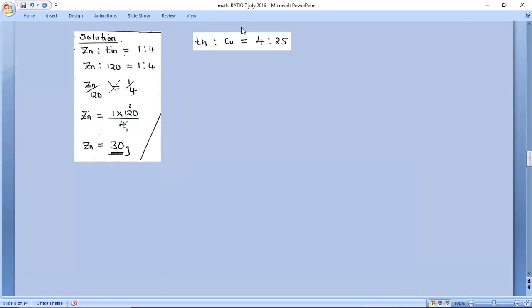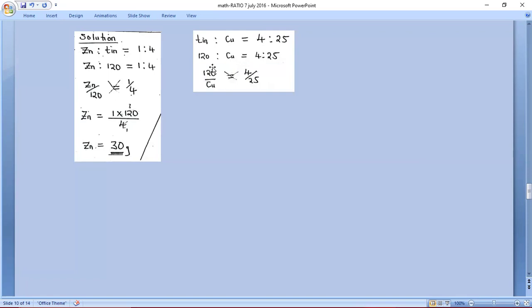And for the copper, we use the same method. We do the same thing. So tin to copper, remember it's 4 to 25. The tin was in the middle, so 4 to 25. We know the tin is 120. Copper, we don't know. That's what we're trying to find. So again, we create two ratios and two fractions that are equal. So 120 over copper is equal to 4 over 25.